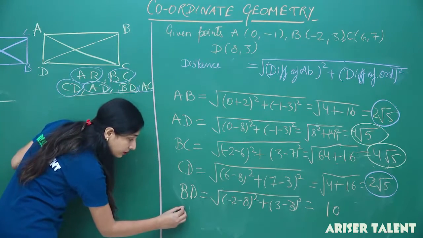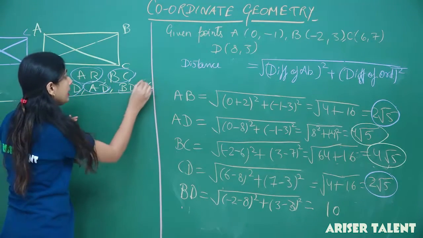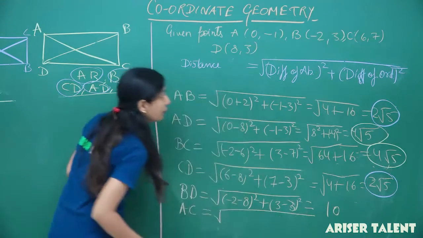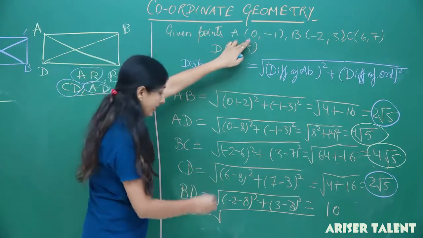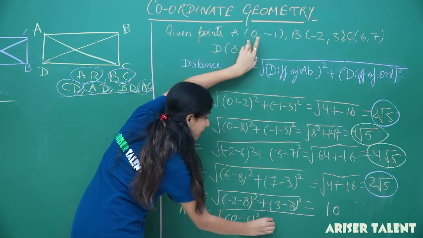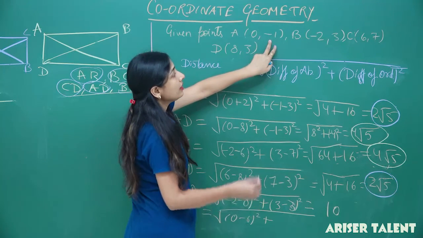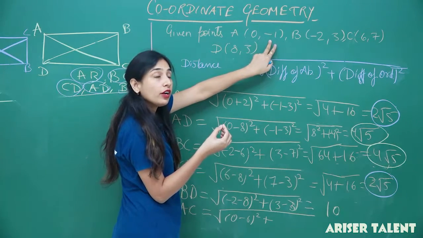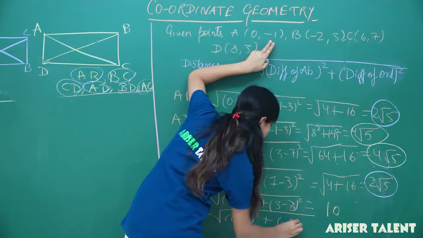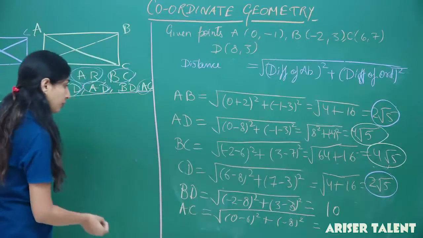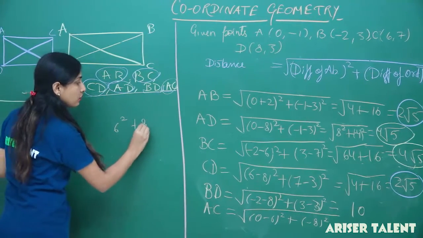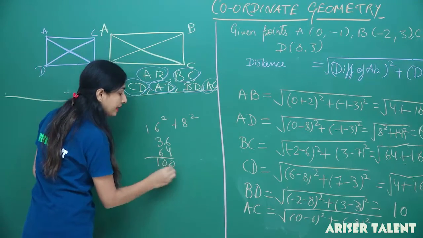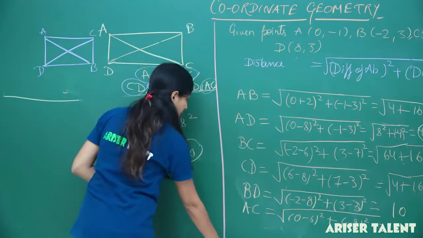Now we are remaining with AC. The value of AC will be from A and C. So 0 minus 6 squared plus minus 1 minus 7. Minus 1 minus 7 is minus 8, so minus 8 squared. Now, what will it make? 6 squared plus 8 squared is 36 plus 64, which is 100. That means 10.